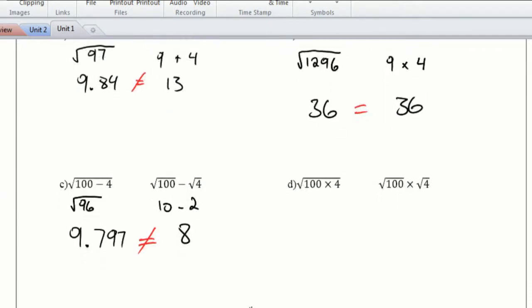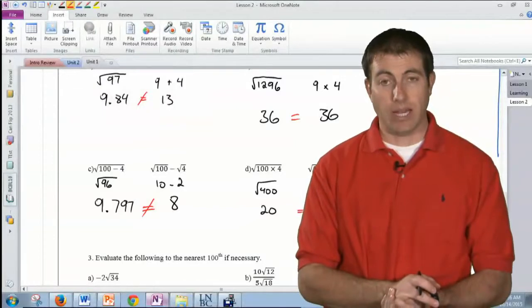What about with D? Are they going to work out to be the same? 100 times 4 is the square root of 400. You're going to get 10 times 2. Square root of 400 is 20, and 10 times 2 gives me 20. So these things are equal. So this is just a basic property of multiplication that we encounter with the radical signs here.